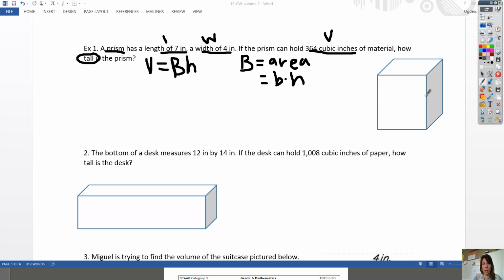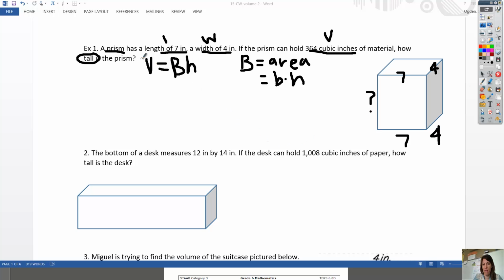I'm going to start by labeling this picture that Miss Ogden gave me because she's awesome. I'll label this length 7 and this one 4. If this is 7, then right up here is also 7 because it's a rectangle. And if this length is 4, then this length is also 4. I know the volume, and it's asking how tall it is.